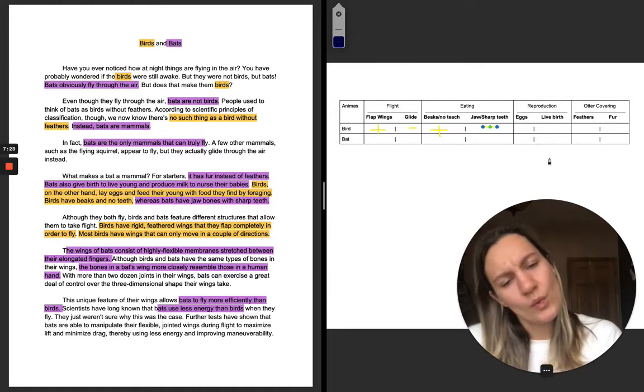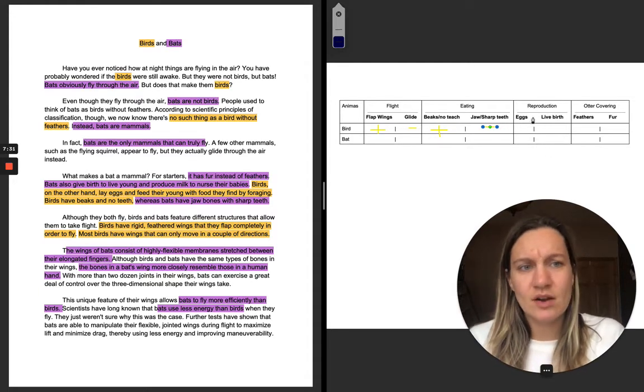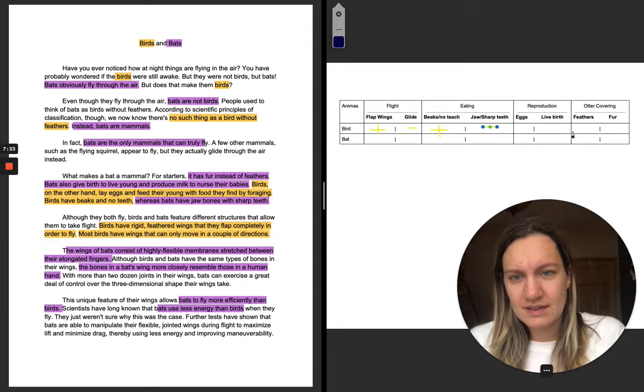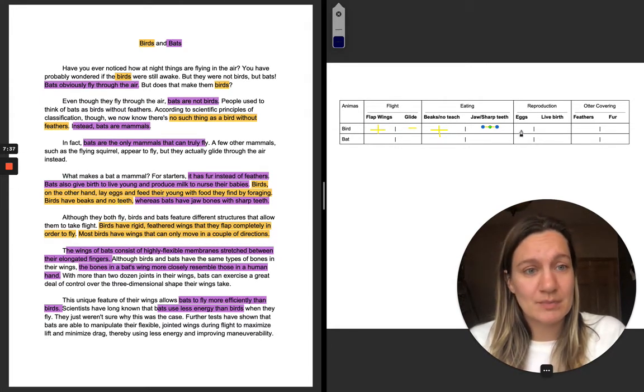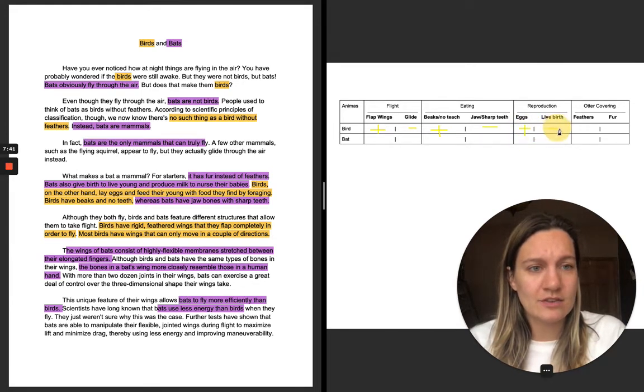All right. What about reproduction? Do birds lay eggs or do they have live births? Yes, right over here it says birds, on the other hand, lay eggs. Perfect. So I'm going to put a plus on the eggs category and a minus for live birth.